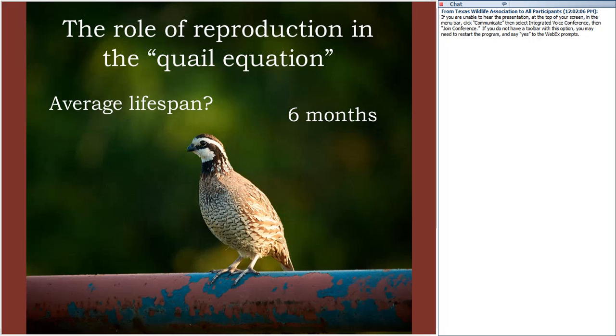So that means that any individual quail, if it's really lucky, is going to survive long enough to see 1 breeding season. And it's a very rare case indeed when you have a bird that manages to last a year or longer, so they tend to be very short-lived.